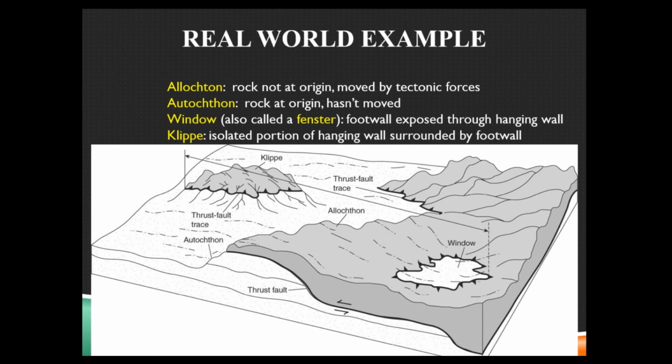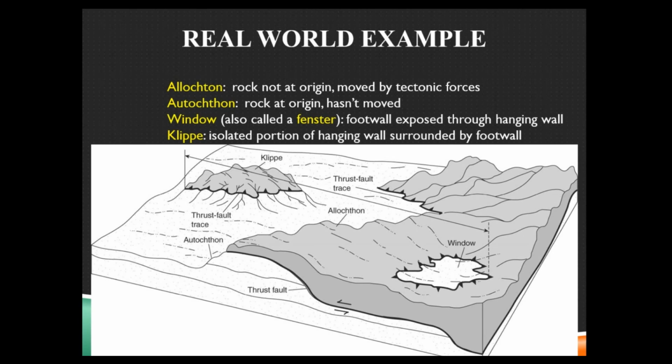An allochthon is a rock that is moved. So that hanging wall that gets thrust up over something is an allochthon. An autochthon is a rock that's still where it was originally. It did not move. So that bedrock that was sitting there, the footwall, it's still there, that's an autochthon.